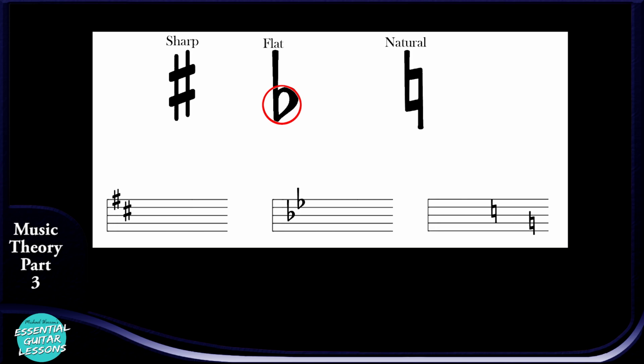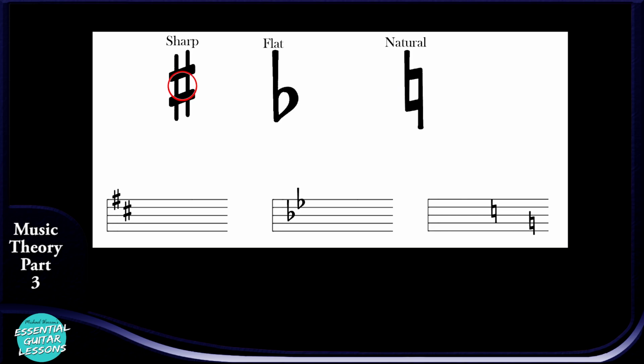For the flat, we are looking at the end bulb. So if that's on the middle line, that would be a B, every good boy. If it's in the space, it would be an E, F, A, C, E. With the natural, we look at the square in the middle again, similar to our sharp. There will never be a natural in your key signature. They will be placed in front of a note.